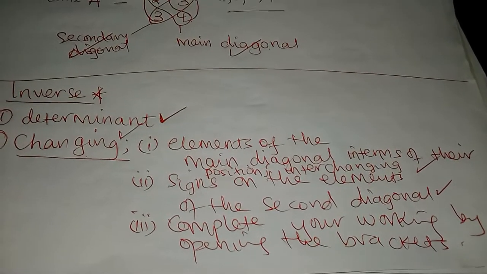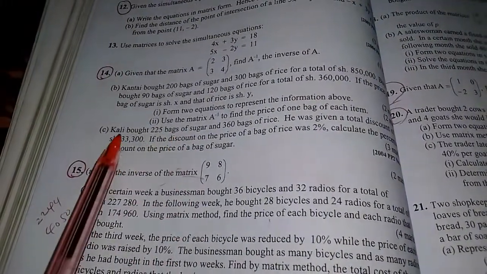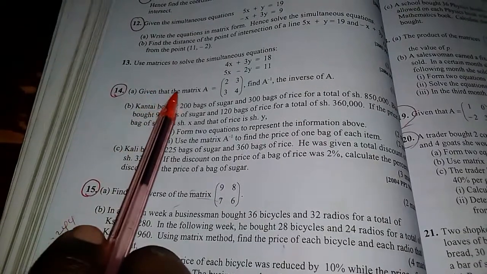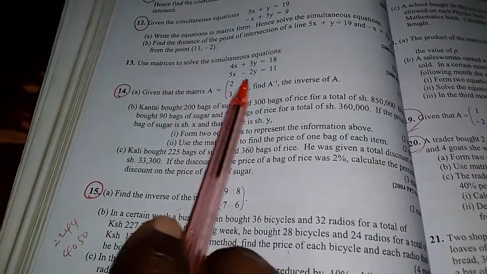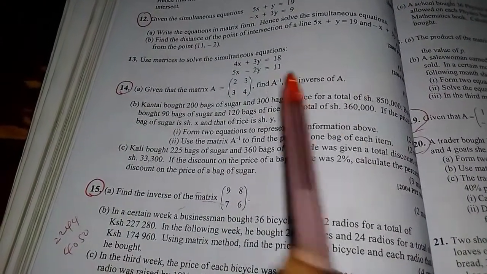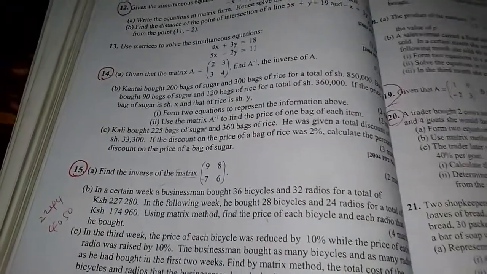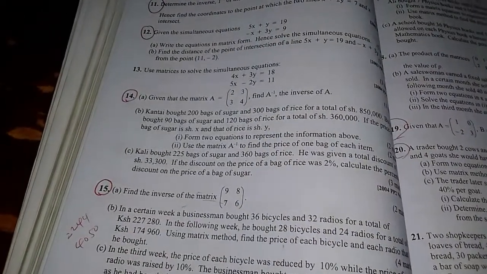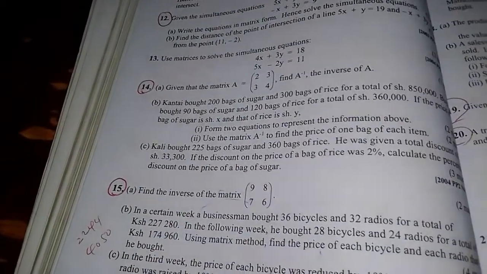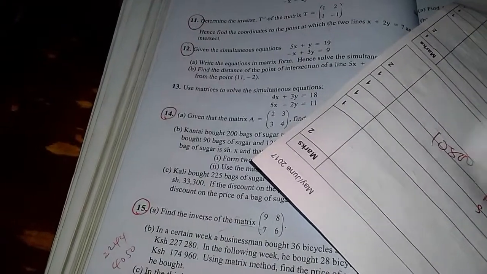So we can be able to do this question. They're saying, given that the matrix A is 2, 3, 3, 4, that's what you can give as far as the elements are concerned. Then they're saying find the inverse of matrix A. Good. So have a look at the following and see how you can get the answer. So how do you get the inverse of a matrix?